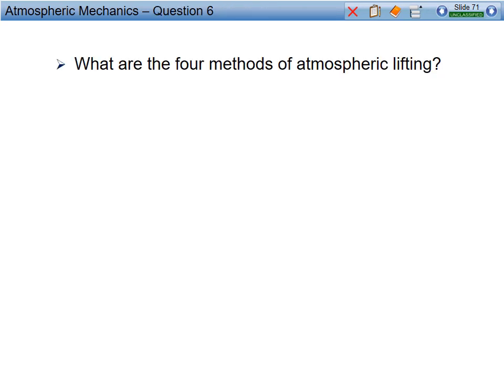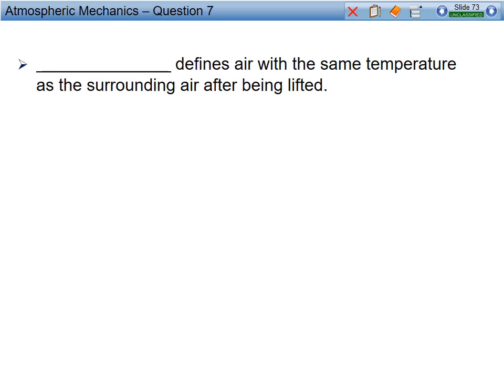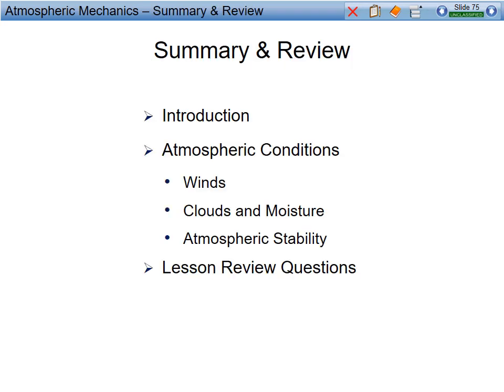The four methods of atmospheric lifting are convergence, frontal, thermal, and orographic. What defines air with the same temperature as the surrounding air after being lifted? Neutrally stable air is the same as the surrounding air after it's lifted.